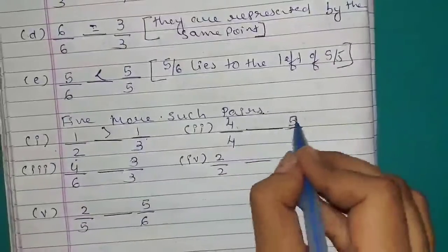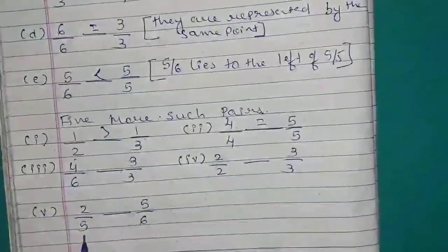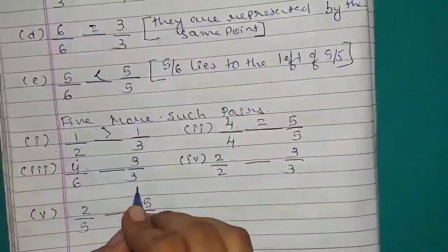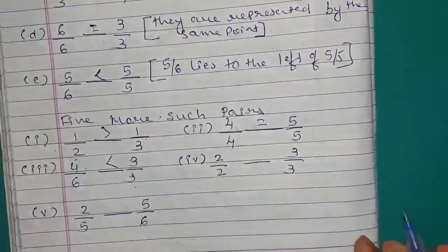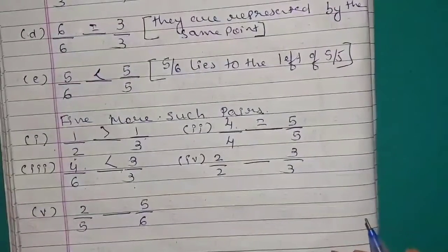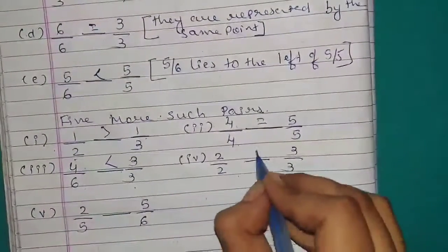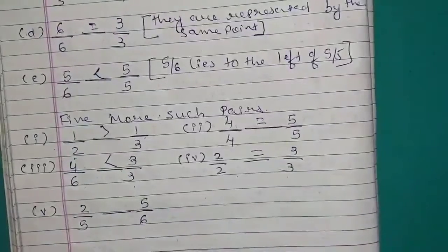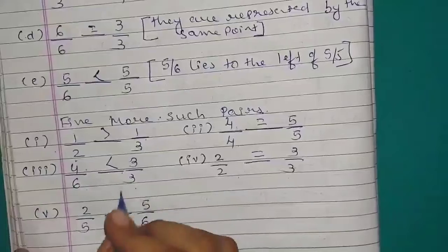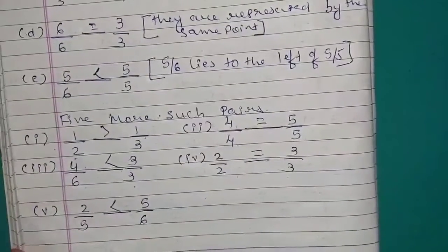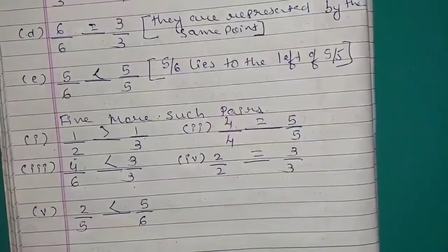Number 2, 4 upon 4 and 5 upon 5 equals to. 4 upon 6 and 3 upon 3 is less than, because it lies to the left of 3 upon 3. 2 upon 2 and 3 upon 3 is equals to. 2 upon 5 and 5 upon 6 is less than, because it lies to the left of 5 upon 6.